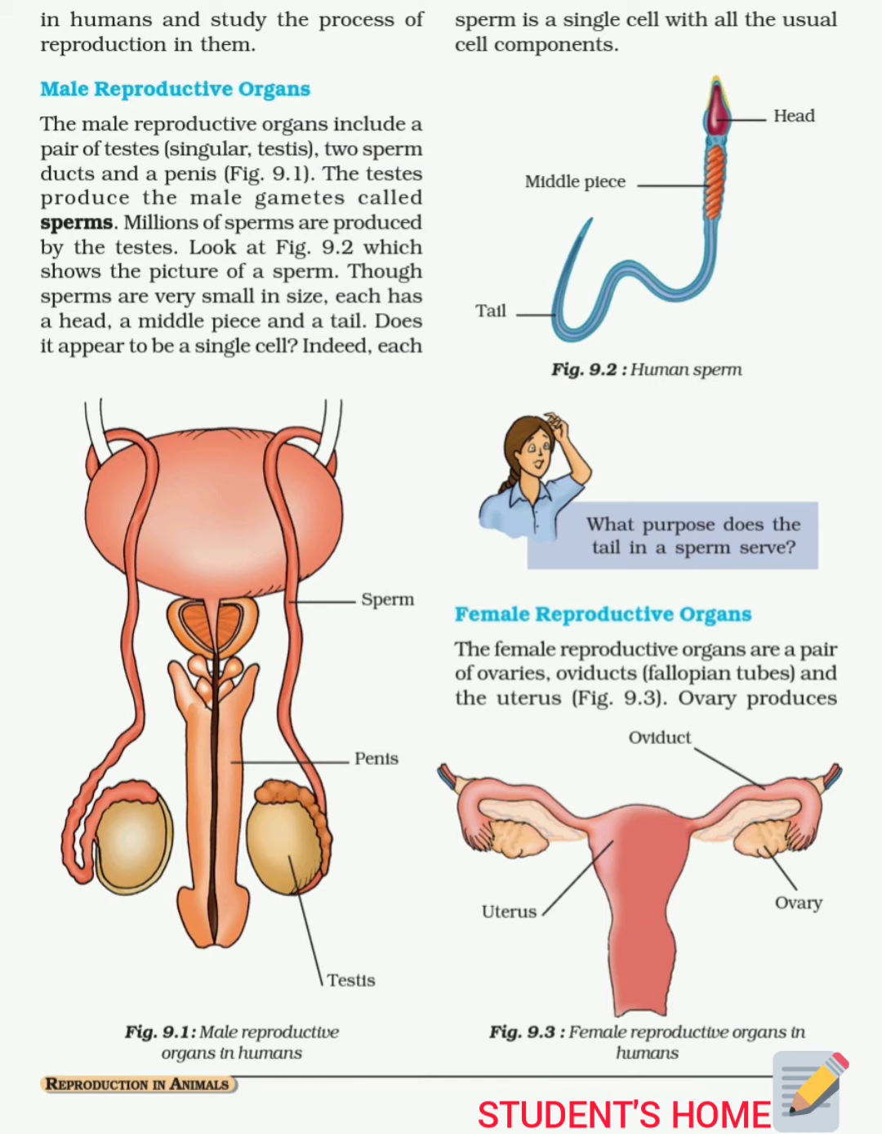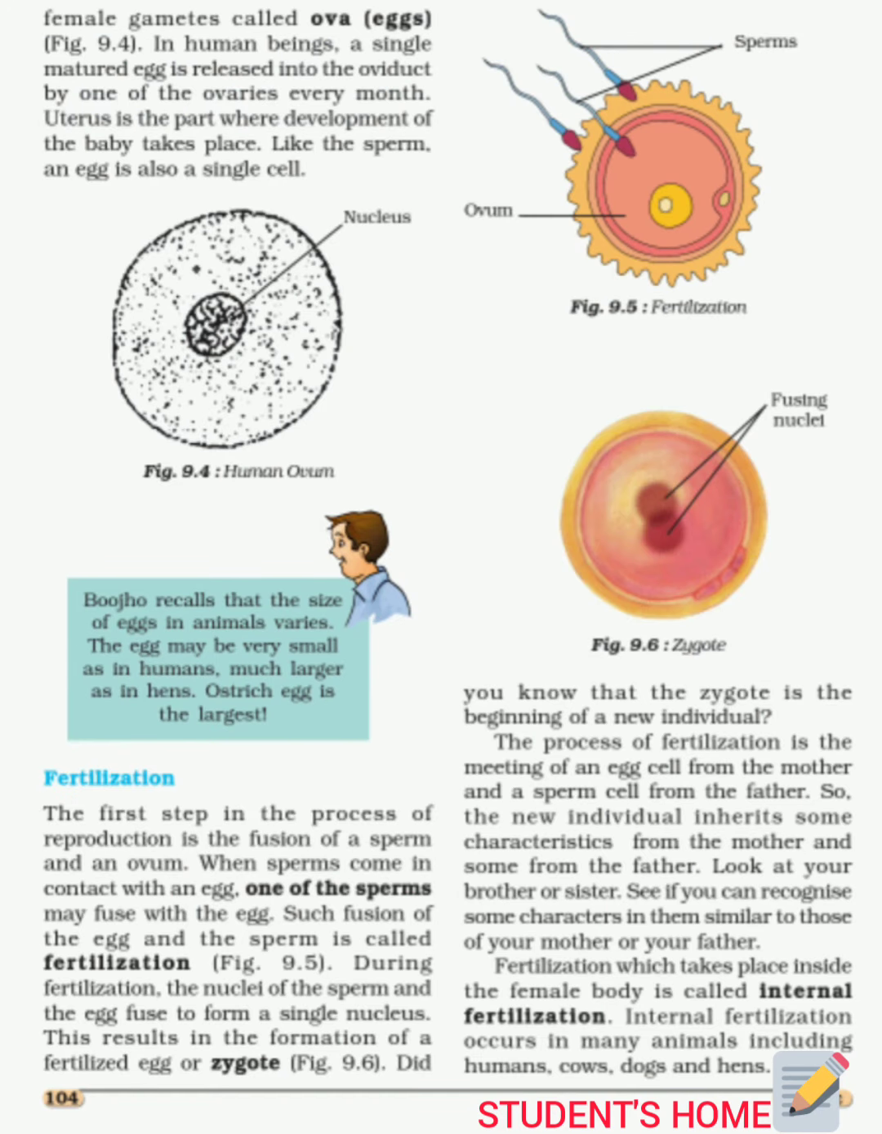Now coming to the female reproductive part, the female reproductive organs are a pair of ovaries, oviducts, which are also known as fallopian tubes, and the uterus. Ovary produces female gametes called ova or eggs. In human beings, a single matured egg is released into the oviduct by one of the ovaries every month. Uterus is the part where development of the baby takes place. Like the sperm, an egg is also a single cell.